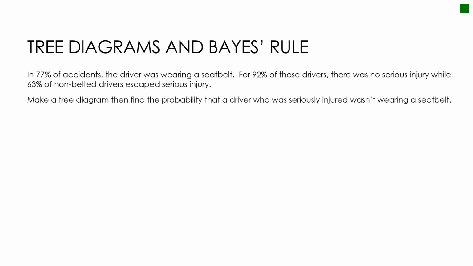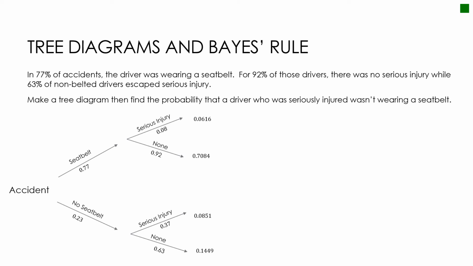So what I'm looking at is people who had accidents. So when I start, I've got accident. Then I'm saying, okay, well, they either wore a seatbelt or they didn't wear a seatbelt. And 77% of people in accidents, the driver was wearing a seatbelt, which means 1 minus that, or 0.23, is no seatbelt.